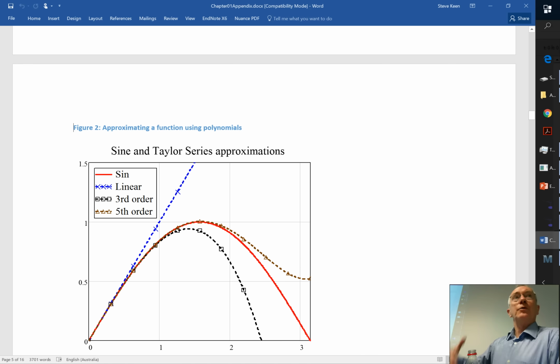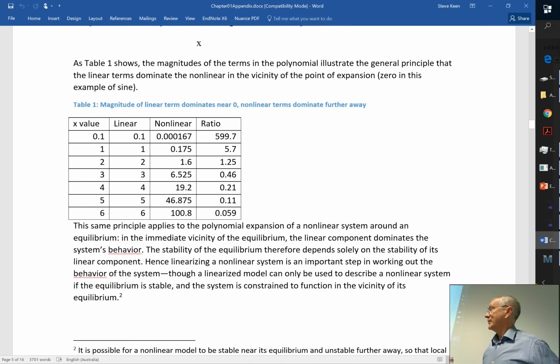Okay, so it's basically all the preparatory stuff that I've covered in this lecture, but slightly better put together. So you're looking at sine, and I've got a linear, a third order, and a fifth order approximation to sine, and you can see the basic story. Close to the equilibrium, the linear dominates everything. After a certain point, the linear starts to deviate, so the third order becomes more accurate, but very rapidly loses accuracy, so the fifth order is more accurate, etc., etc. Okay? That's the idea of approximating a nonlinear system by converting it to a set of polynomials.